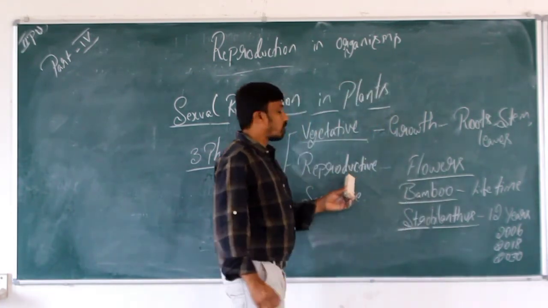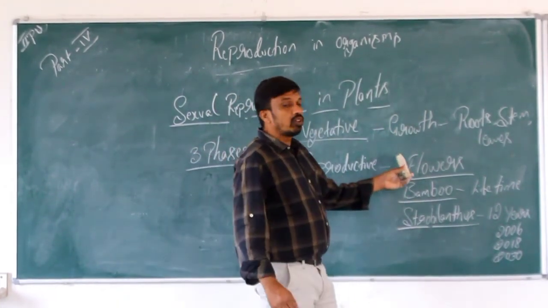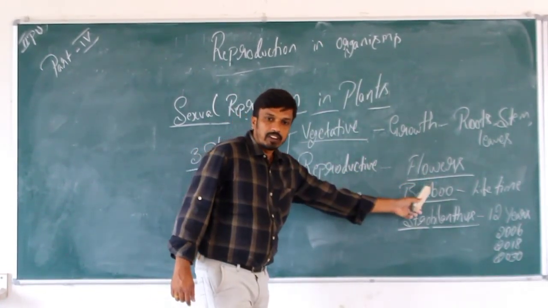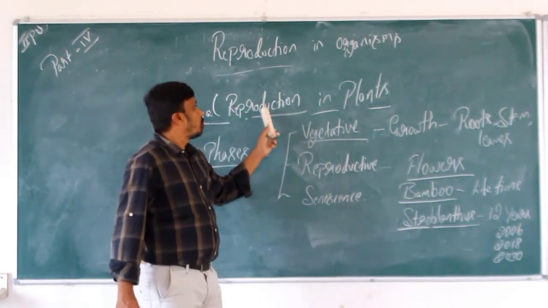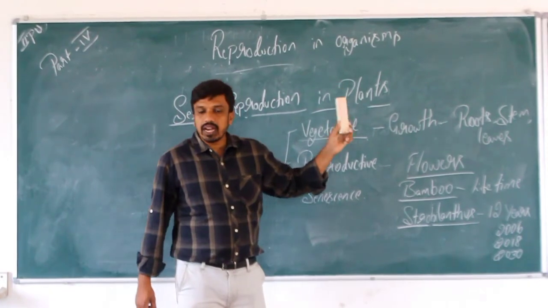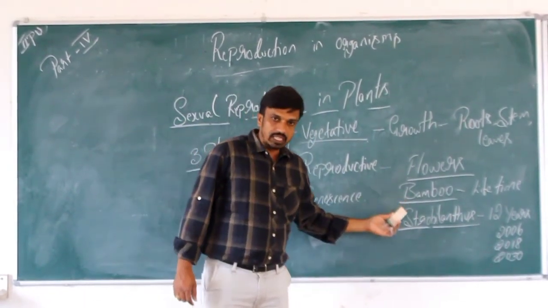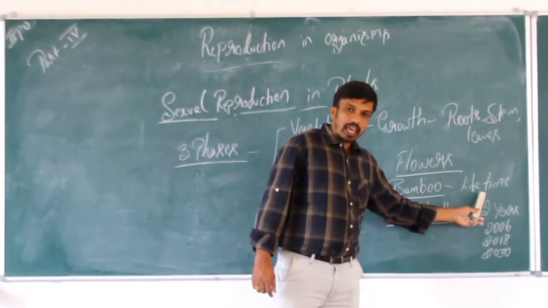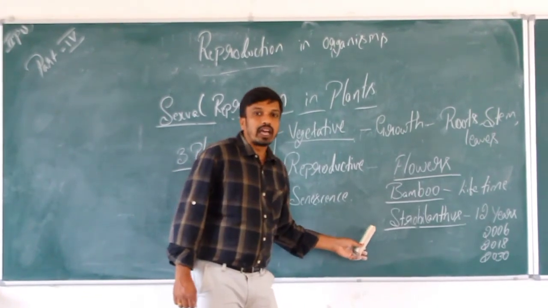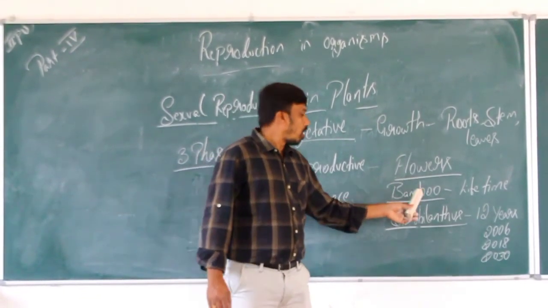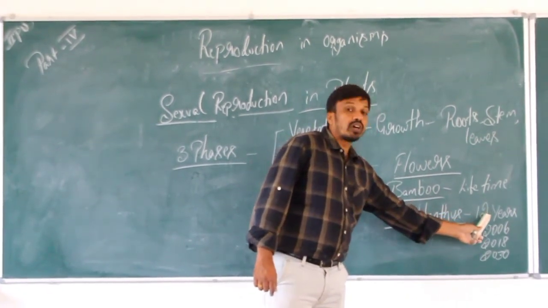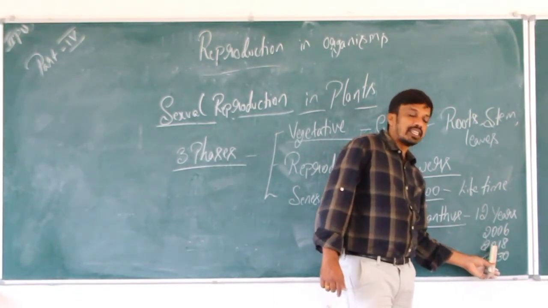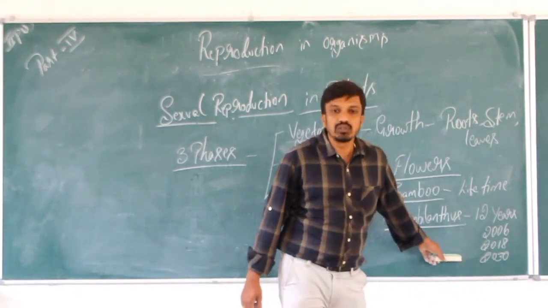Okay, this is called the reproductive phase. So reproductive phase means it is a phase where the branches are modified into flowers. What are flowers? They are the reproductive parts of the plant. Some of the plants flower all over the year, where some of the plants like bamboo flower once in lifetime, and some of the plants like Strobilanthes kunthiana or Neelagoranji flower once in 12 years. It also flowered in 2018. Next, it may flower in 2030.